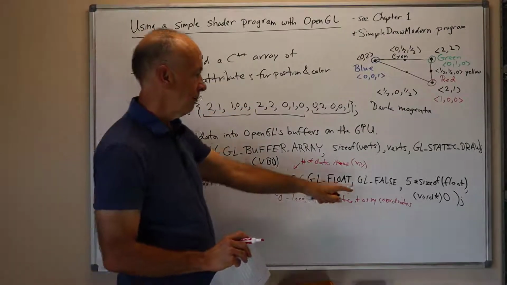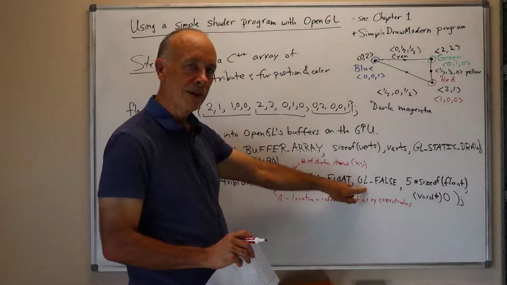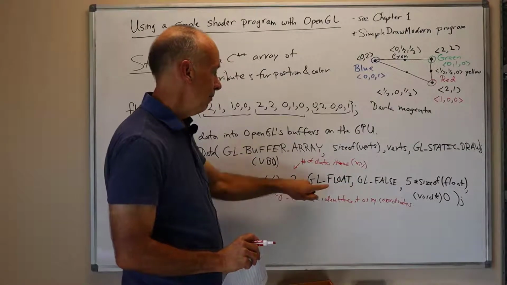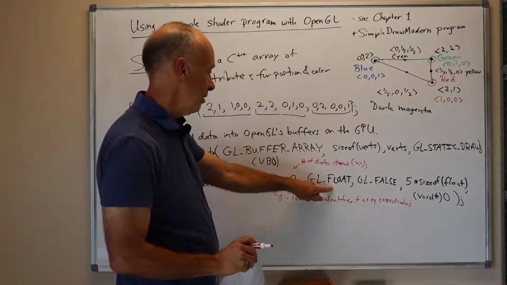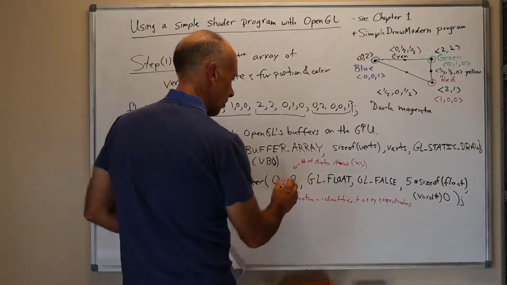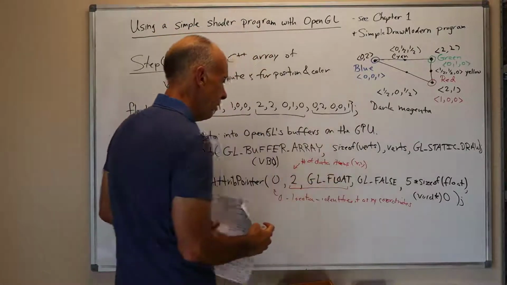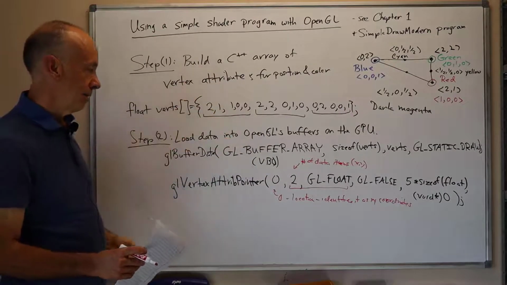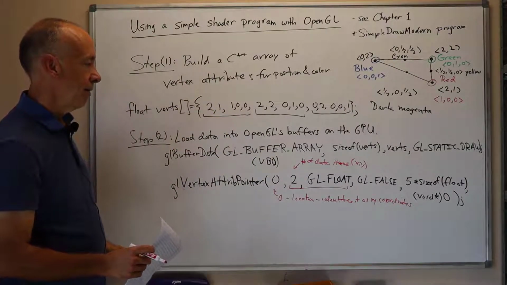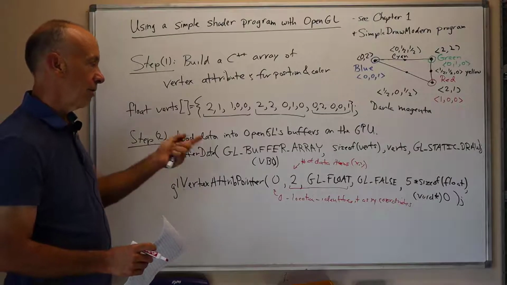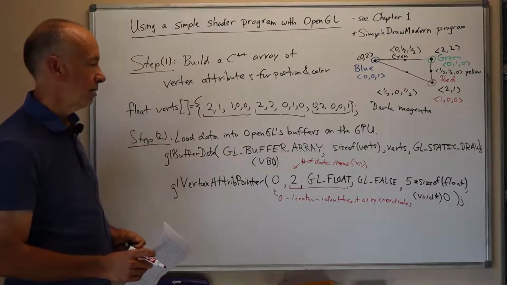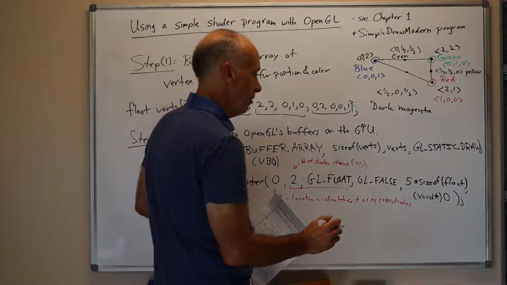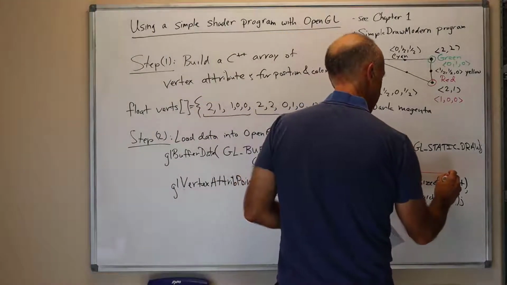Don't worry about the GL false. This says something about what we do with conversion to integers. The GL float says we're adding two floats. So again, this part here, 2 comma GL float, says there's two floating point numbers that make up the data in location 0. And the location 0 will correspond later to the XY component of the position. And then this is what's known as the stride.